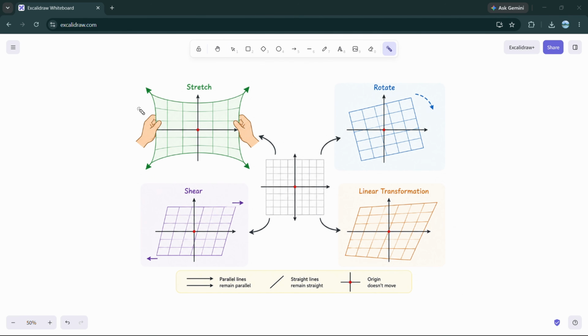Now imagine drawing a square grid on a rubber sheet. Now grab the sheet and stretch it, rotate it, shrink it, or shear it. The entire grid changes. But notice something interesting here. Straight lines remain straight, parallel lines remain parallel. The origin doesn't move. This is exactly what a linear transformation does.